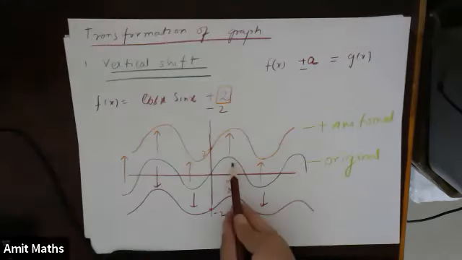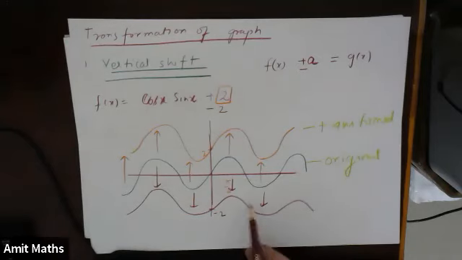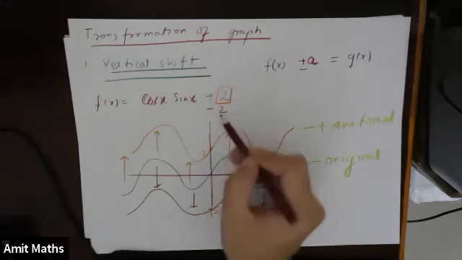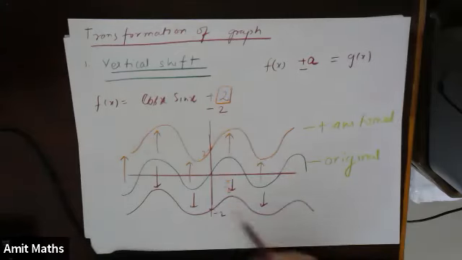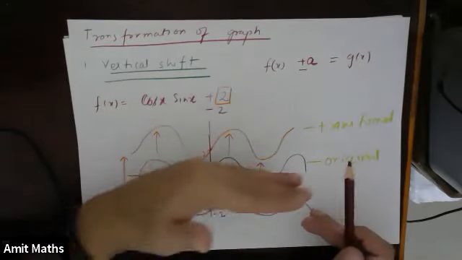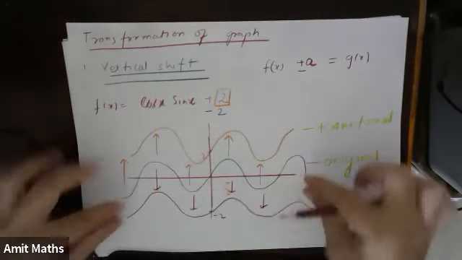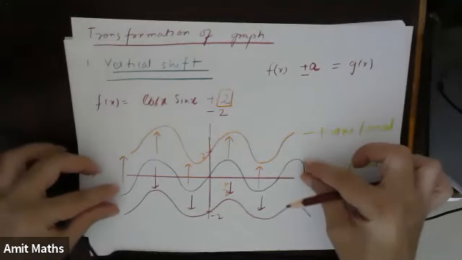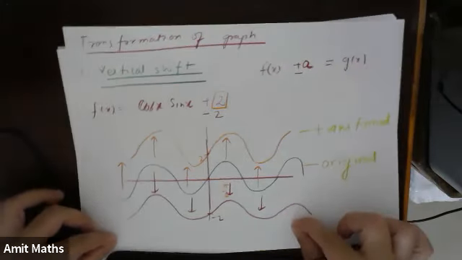When the original function was 1, the transformed function will be 1 minus 2, which is minus 1. Understood? So the whole function will shift 2 downward. Take the function and shift it upward, this will be plus 2. And take the whole function downward, this will be minus 2.